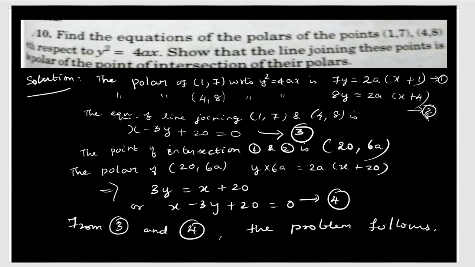If we solve these two equations, the coordinates we get, the point of intersection, will be (20, 6a). You have to solve these two, and on solving we get (20, 6a). So once we know a point, I can write its polar. So y1 y is equal to 2a into x plus x1.